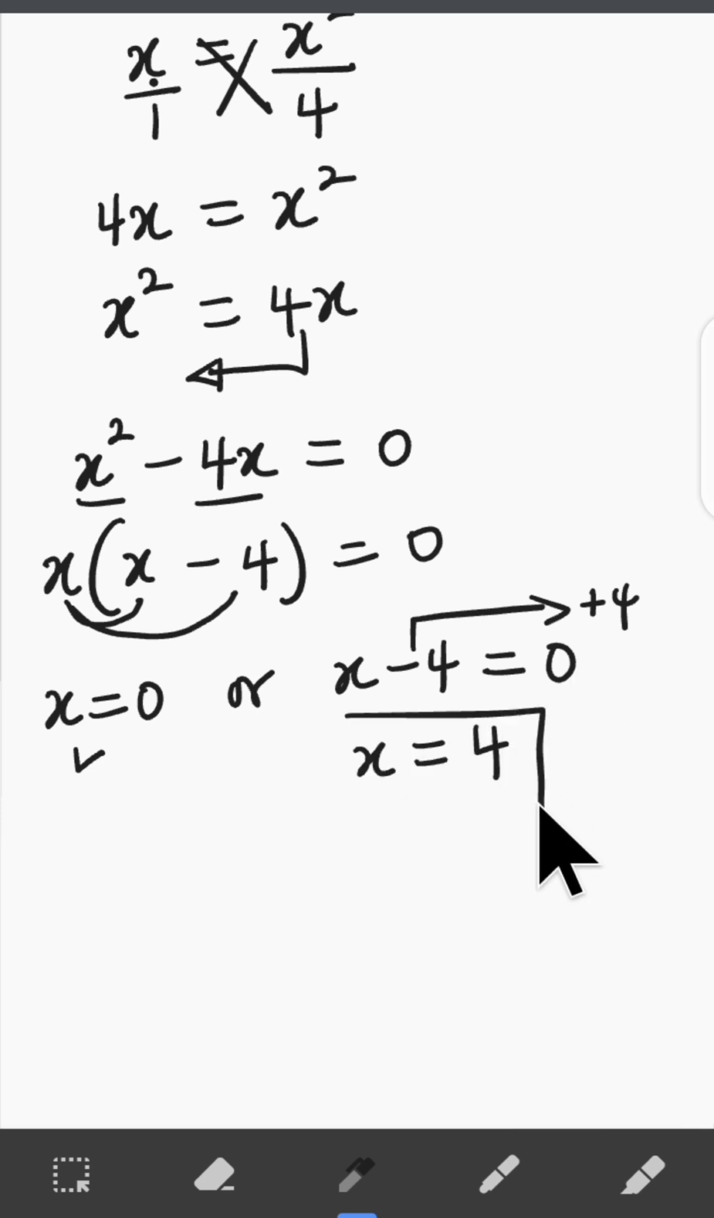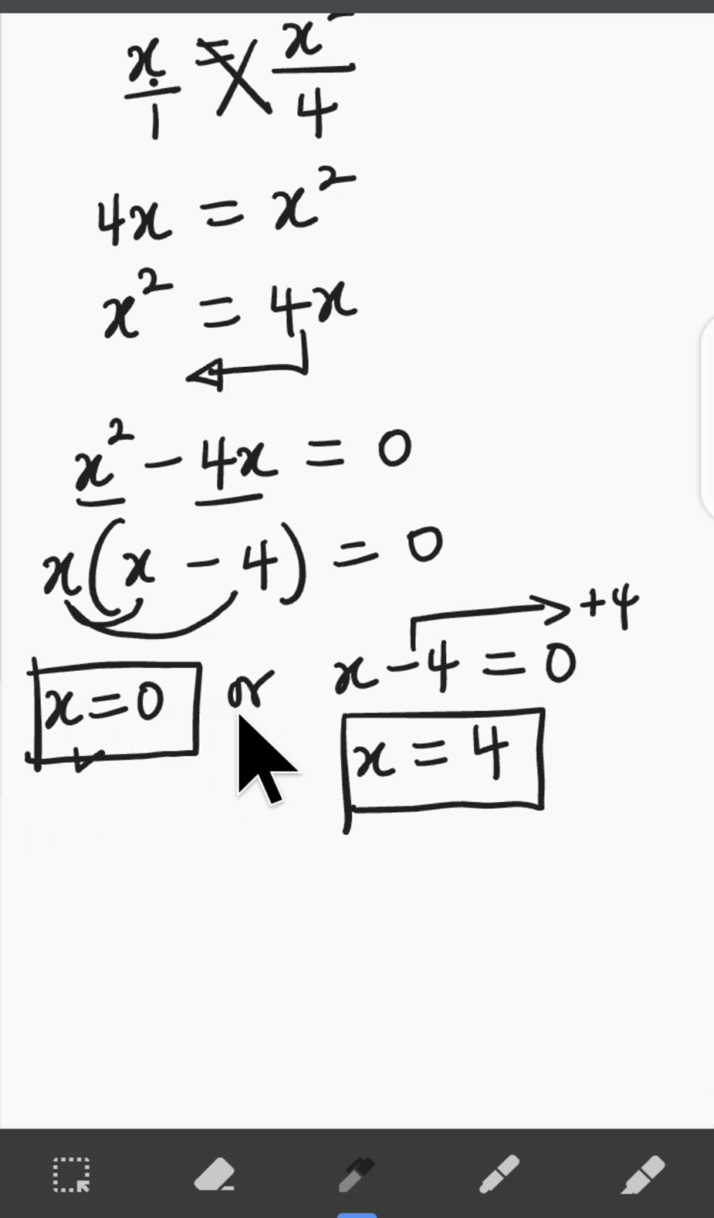So now these are the possible values of x that will satisfy the equation given. But let me also tell you that x equal to 0 is not a valid solution. So our only valid solution is x is equal to 4.